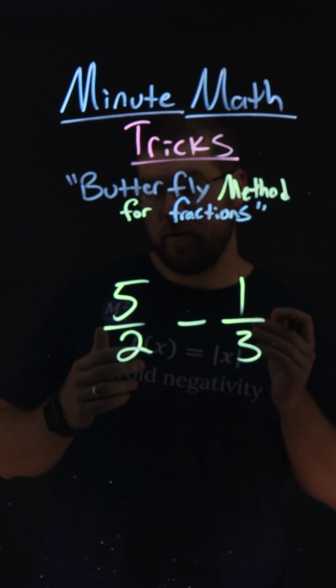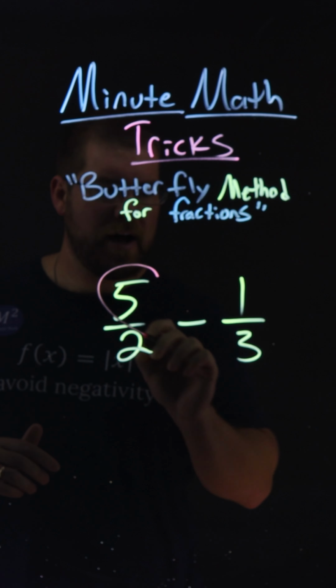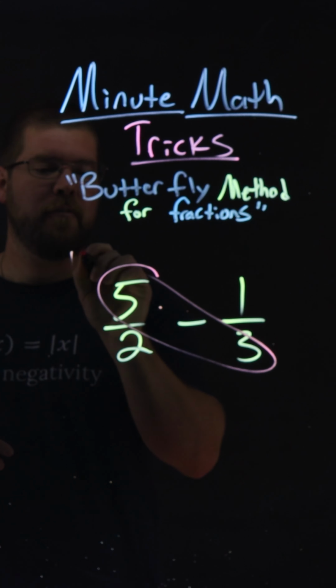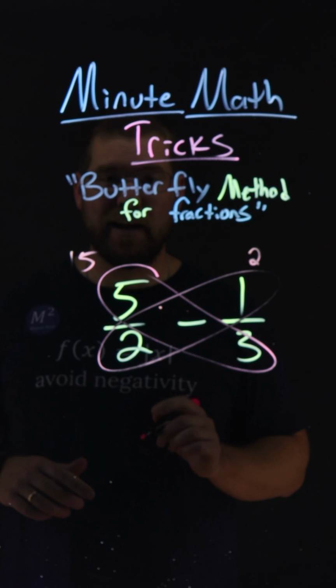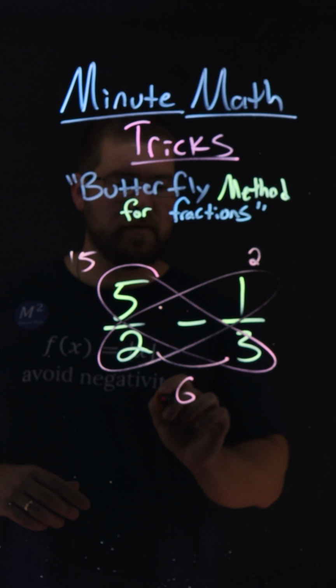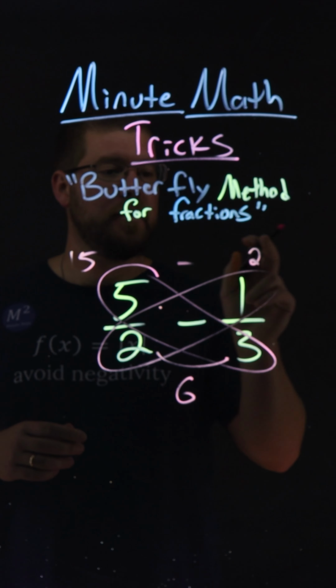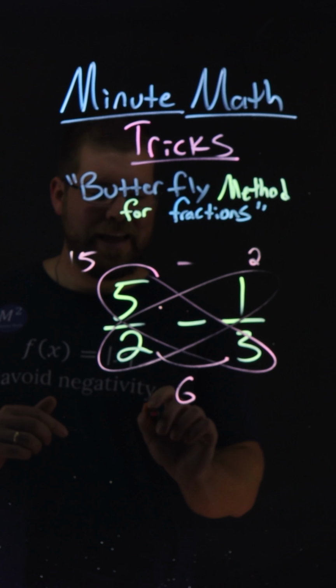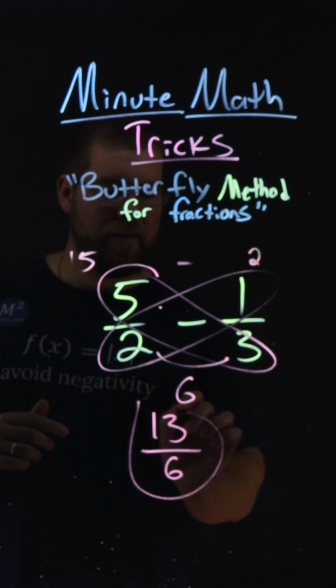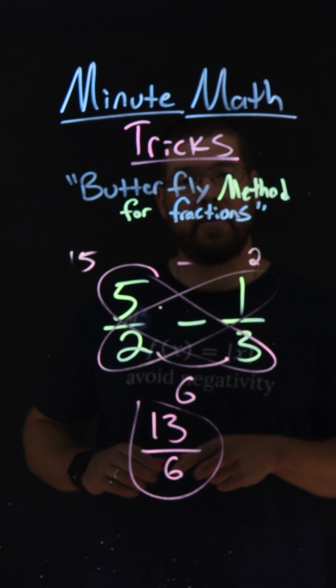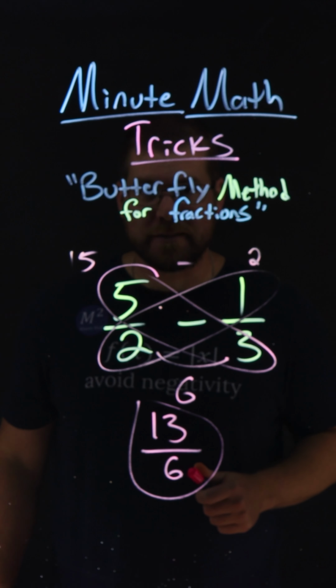5/2 minus 1/3. Watch this. 5 times 3 is a 15. 2 times 1, that's a 2, it's not too bad. 2 times 3 is a 6. Subtract the top. 15 minus 2 gives me a 13 over 6 in the denominator. And there we have it. 5/2 minus 1/3 is 13 over 6.